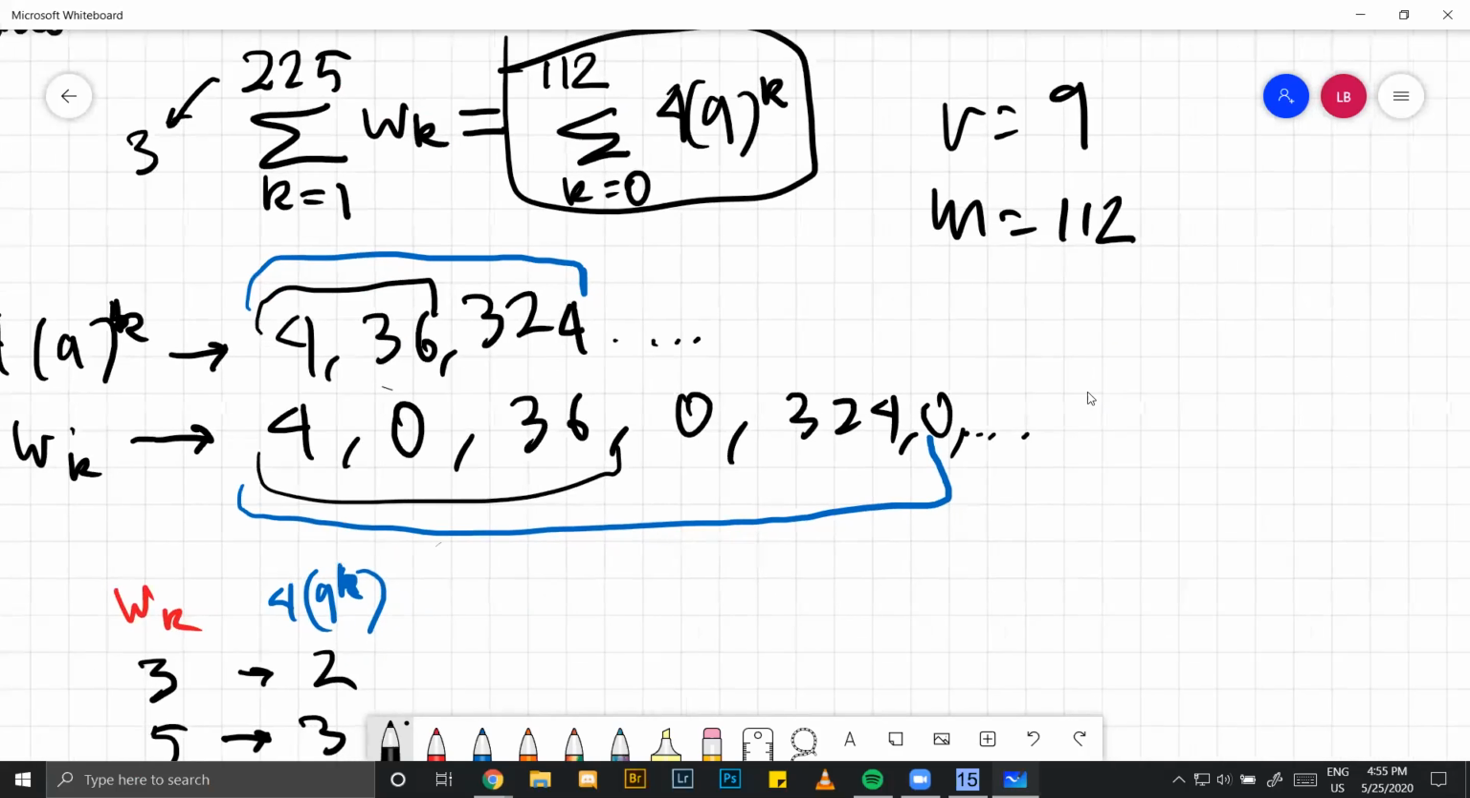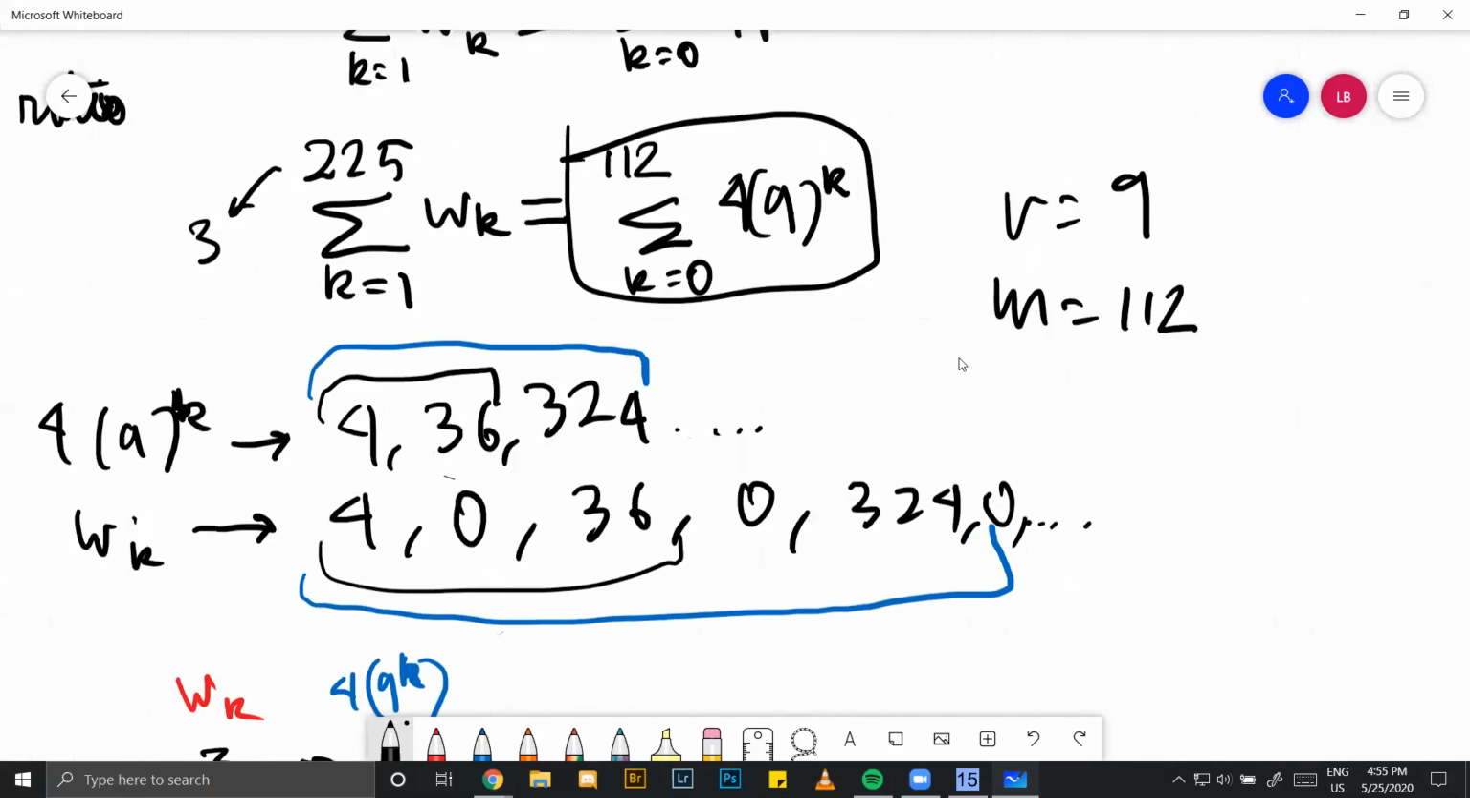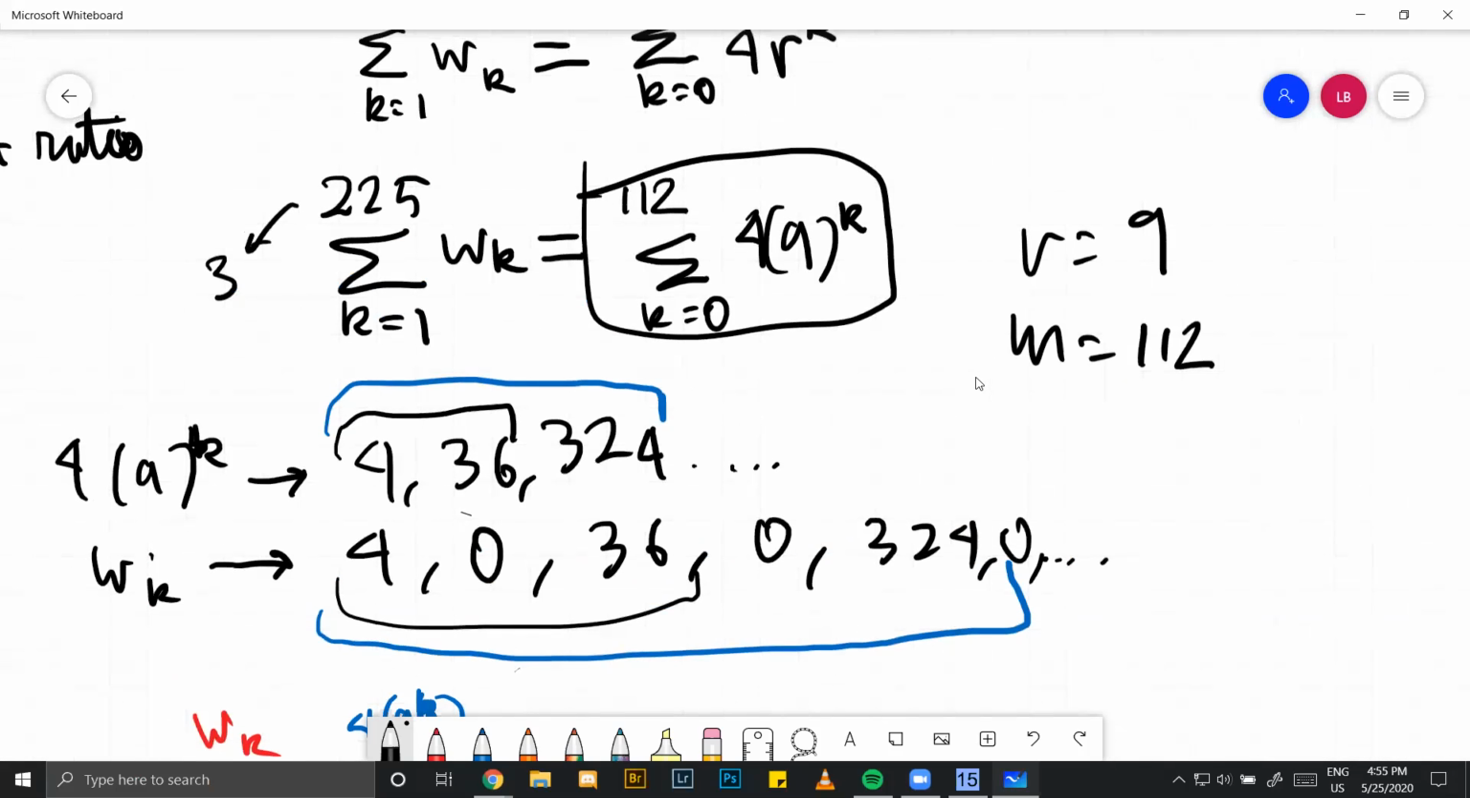But the reason why it's 112 is that over here, it starts at k equal to 1. So you're starting at W1, then W2, then W3. But over here, it's offset by 1, where you're starting off at the 0th term, then the first term, then the second term. So if you start counting at 0, you have to go back 1.